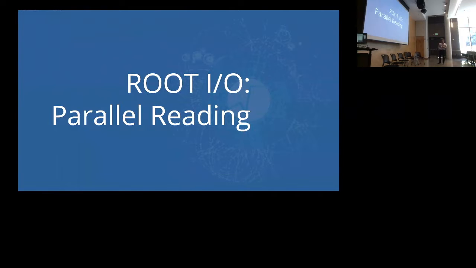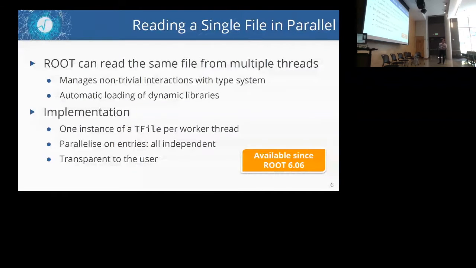So let's start with reading. So the first is reading a single file in parallel. Since version 6.06, ROOT supports reading the same file from multiple threads in parallel. So you just create a TFile class, you open the same file, and then you can read things in parallel. So ROOT manages all the non-trivial interactions with the type system to load the things that need to be loaded, libraries or the classes, and so on.